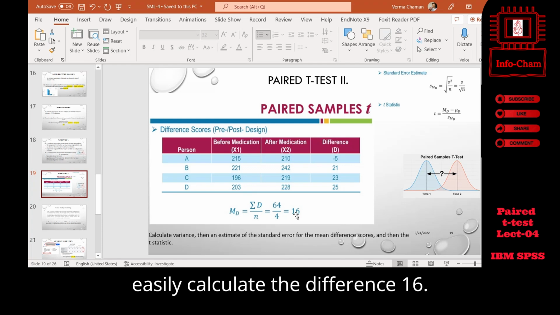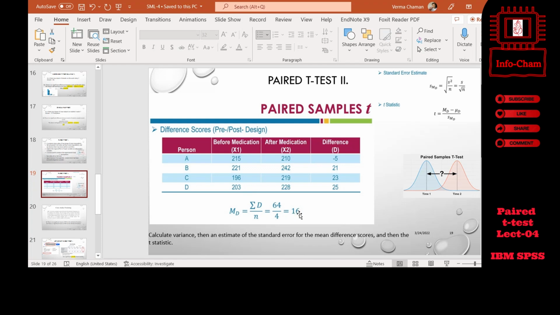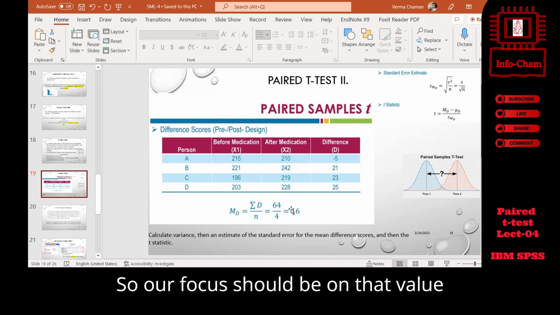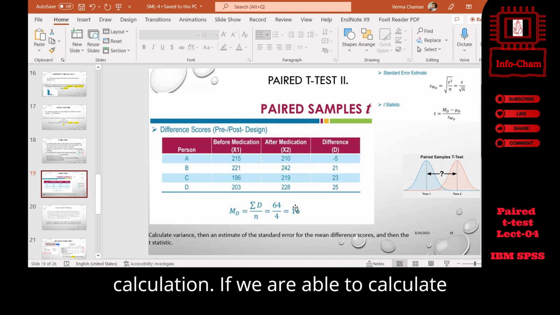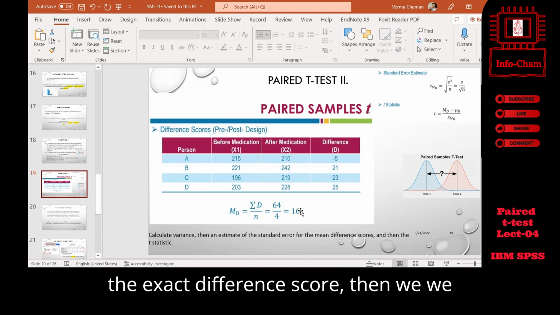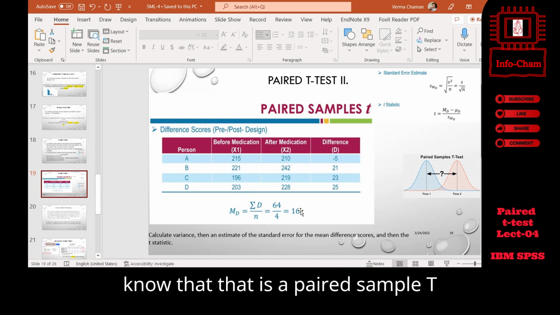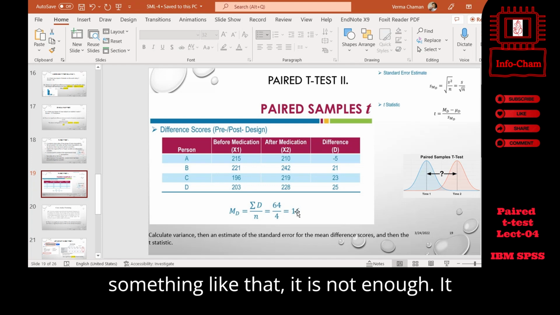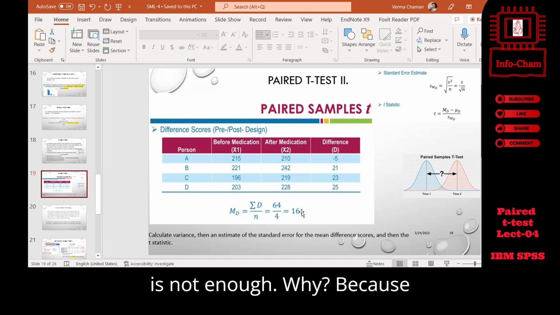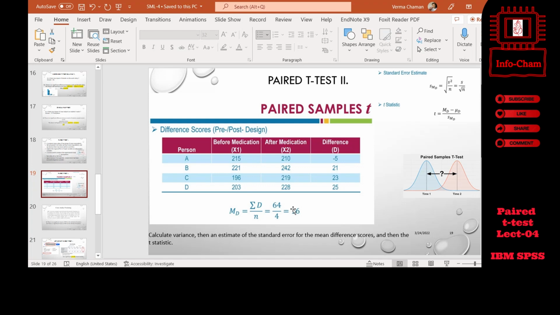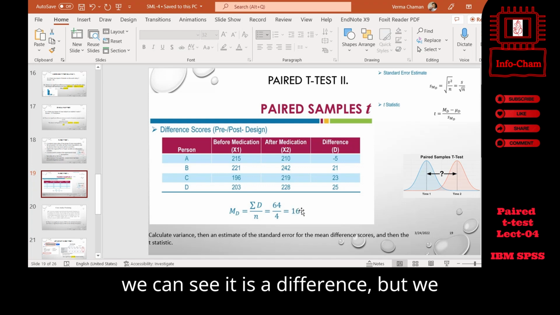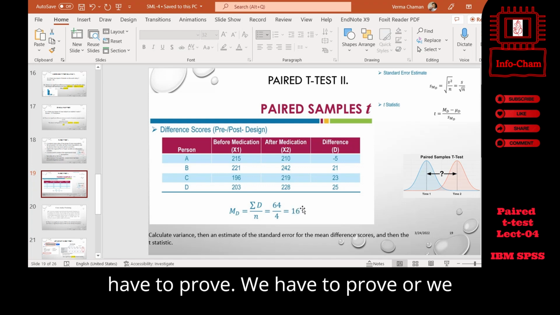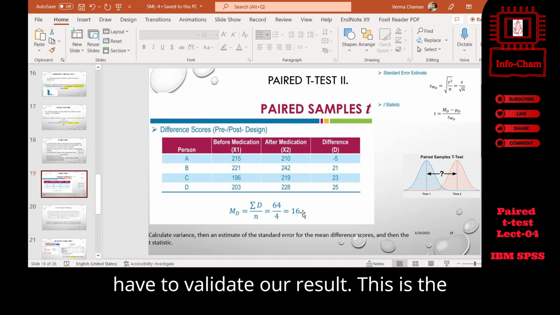You can easily calculate the difference, 16. So our focus should be on that value calculation. If we are able to calculate the exact difference score, then we know that that is the paired sample t-test. So finding this 16 value or something like that is not enough. Why? Because we can see it is a difference, but we have to prove or validate our result.